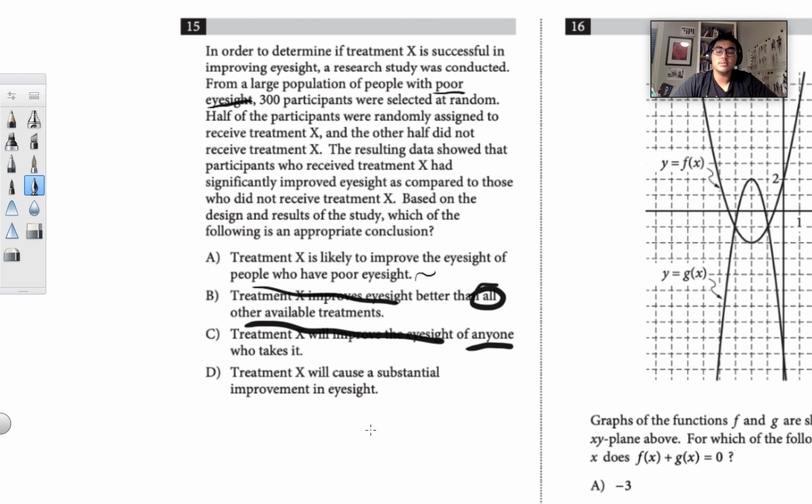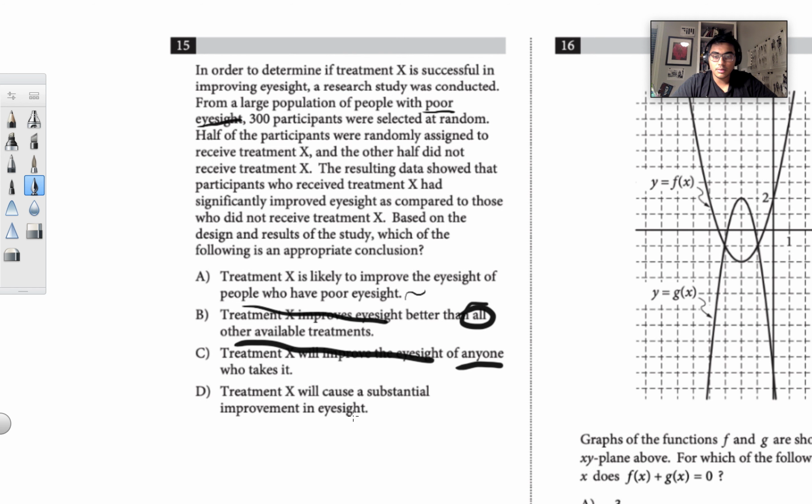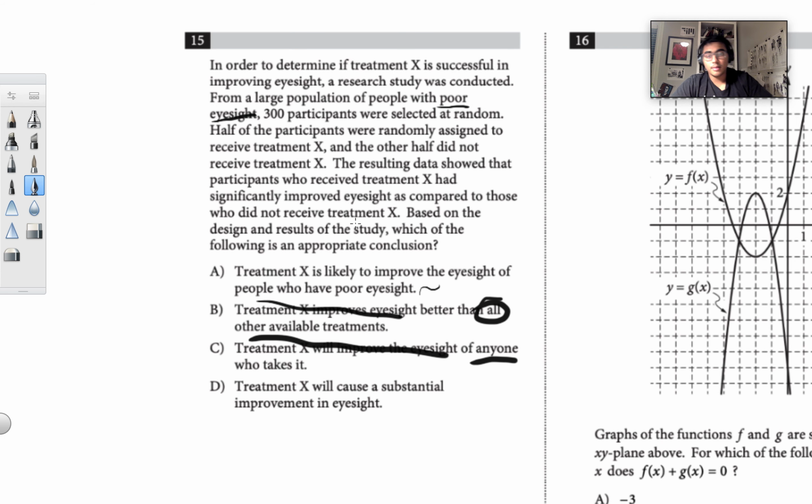Treatment X will cause a substantial improvement in eyesight. Well, that's also kind of an absolute, but it's also kind of wrong because the participants they selected all had problems with eyesight. So we don't know. This is assuming that it includes people who just have normal eyesight, but we don't know that. So this is also wrong. So it has to be A.